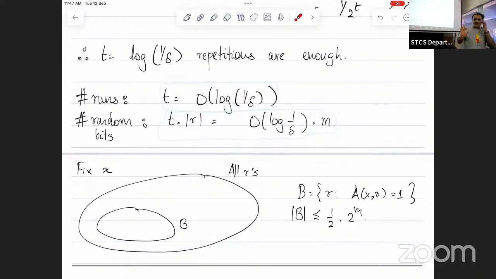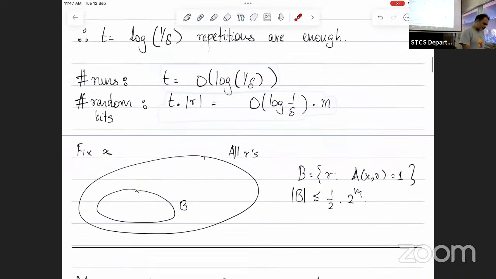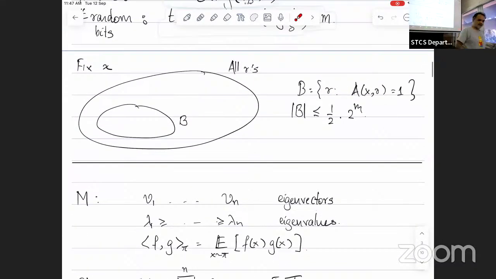So this is the picture that I would like you to keep in mind. We'll revisit this by the end of the lecture. But now let's move on to the setup that we had. We had an expander graph. We were dealing with expanders, and we were told that we have a bunch of these eigenvectors that are nicely orthogonal with respect to some inner product.